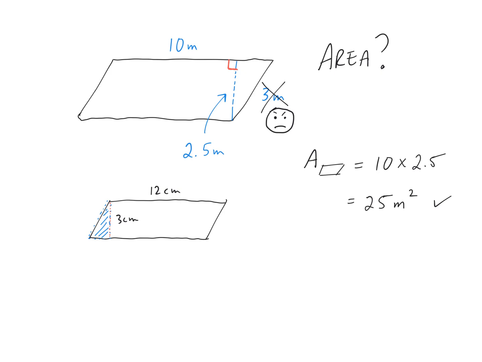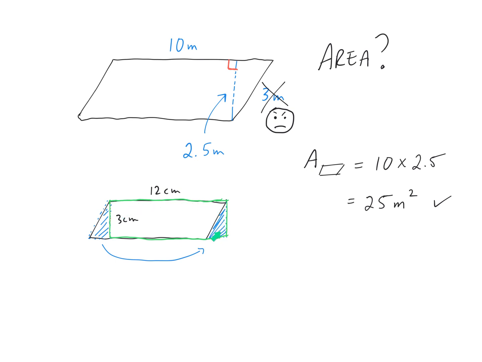If I were to cut this off and shift it over, so this blue triangle, and place it here at the other end of the parallelogram, what I've now created is a rectangle. Okay, so I got rid of it from here, I cut it off, and I moved it over here. So now I have this rectangle, and I've attached that piece there. So now I have this green rectangle.